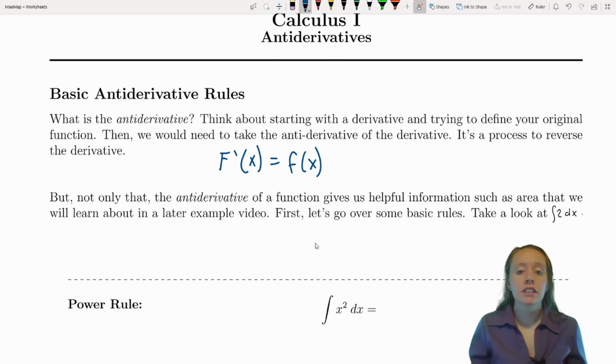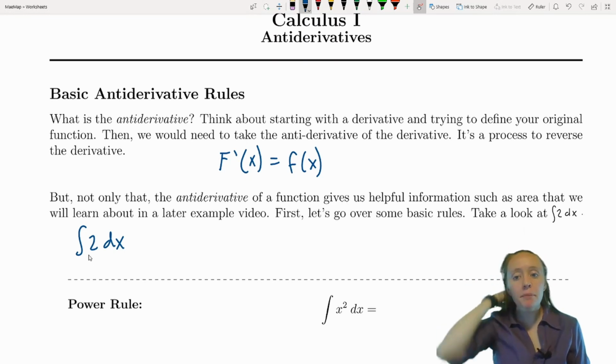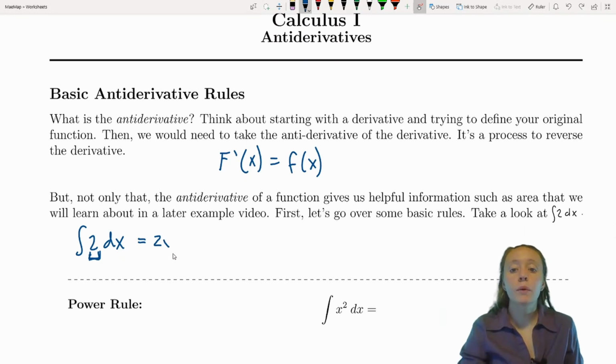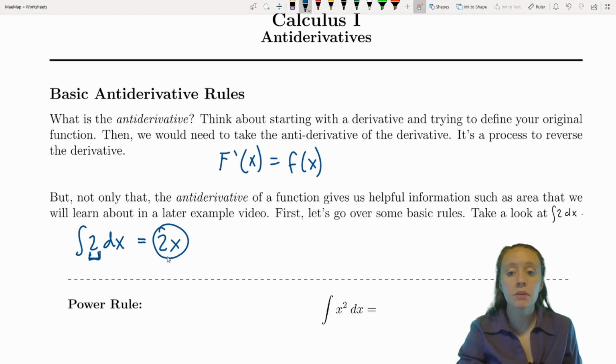So think about integrating 2 dx. Let's think about this 2 as a derivative of some original function. So if we're integrating the derivative, what would have given us a derivative of 2? Well, that would have been if we took the derivative of 2x. So integrating 2, we're going to get 2x. And you can see when we take that derivative, we do indeed get 2.